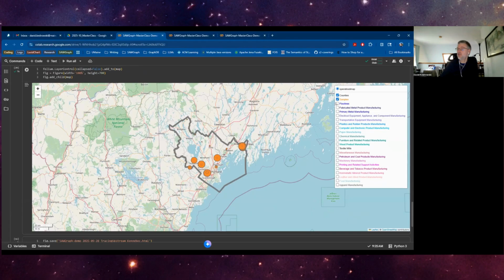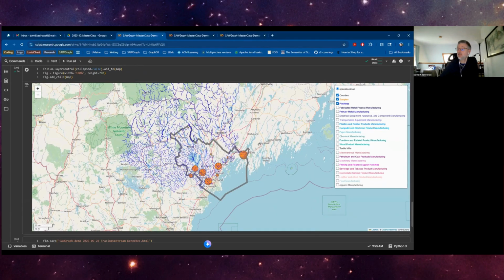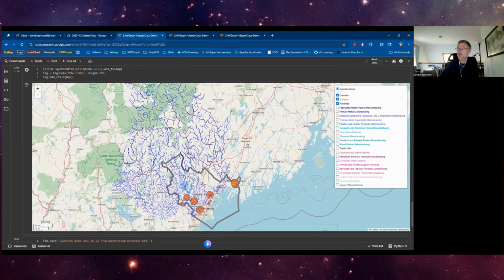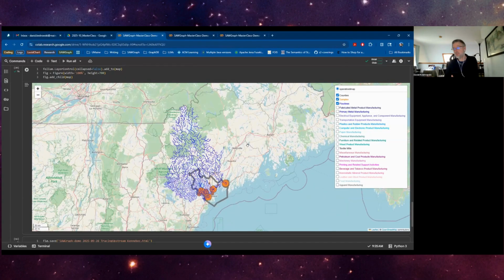Once we have these sample points, then we can start to take a look at the flow lines that emanate upstream from them. And as you'll see here, they actually go quite a ways. So we can start to look at the impact within Cumberland County and outside of it. And once we know those flow lines, then we can look for our facilities along the way.